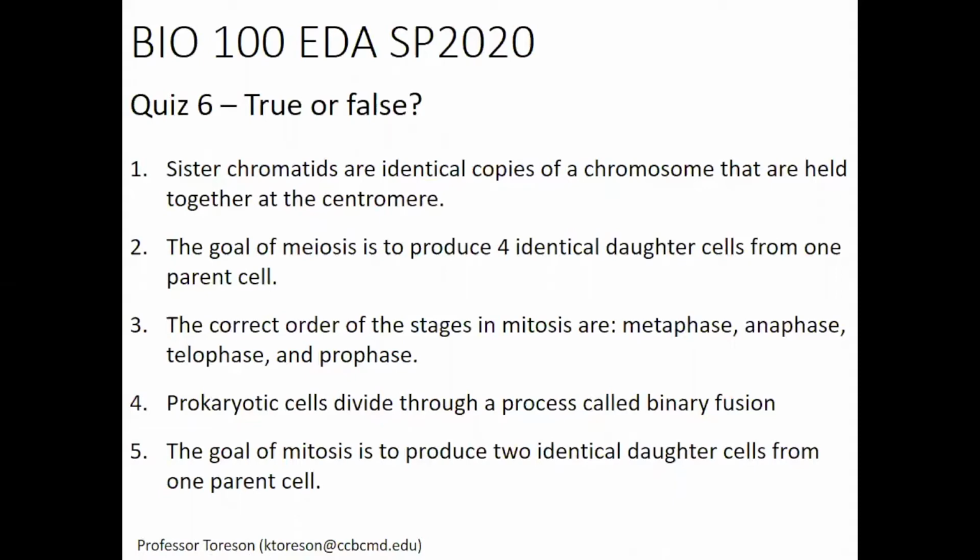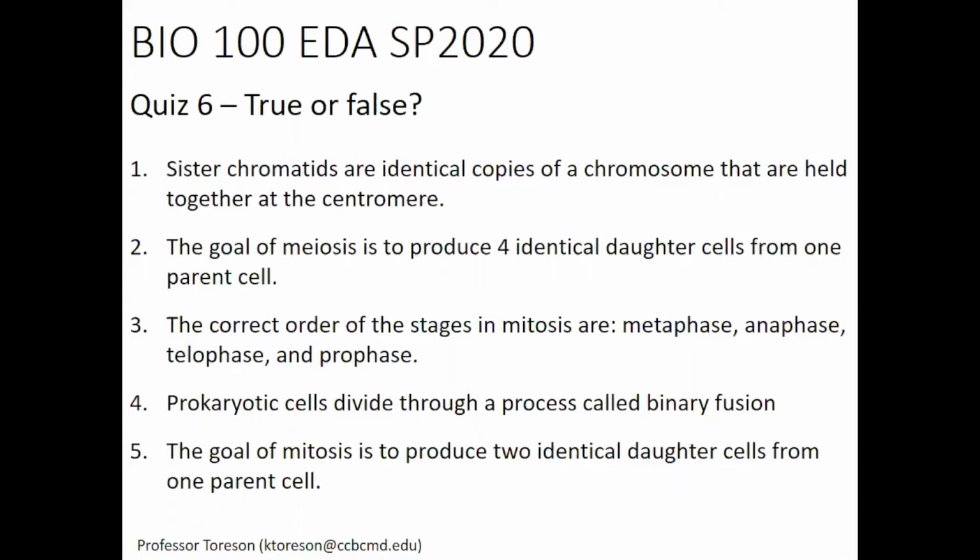of these cells. Number 3, the correct order of the stages in mitosis are metaphase, anaphase, telophase, and prophase. This is false. The correct order of mitosis is prophase, metaphase, anaphase, telophase. Something that might help you remember this is the phrase PMAT. So P, M, A, T, which are the first letters of each stage.